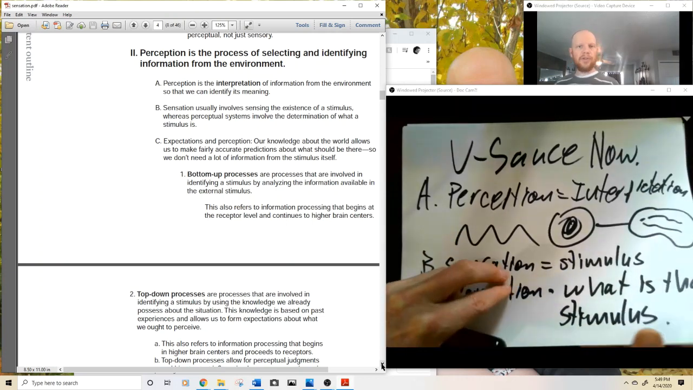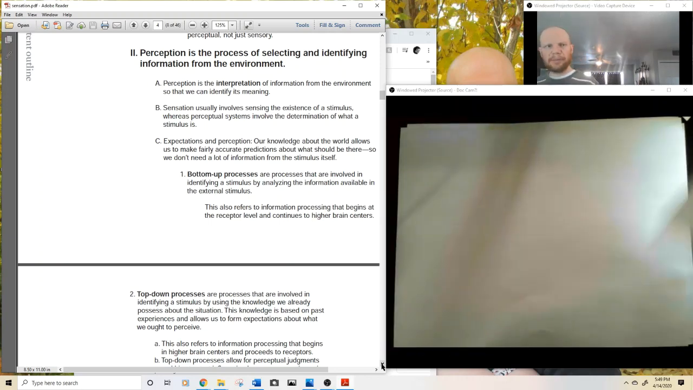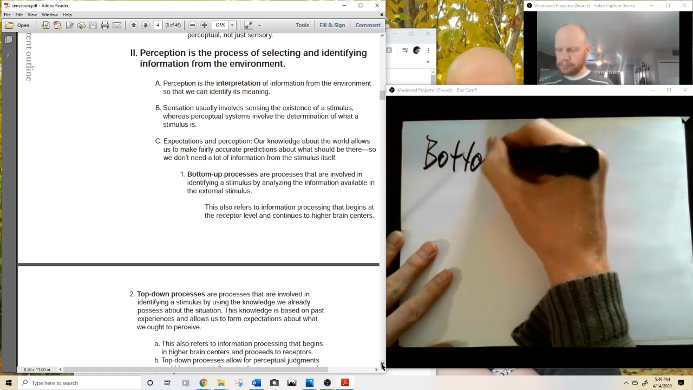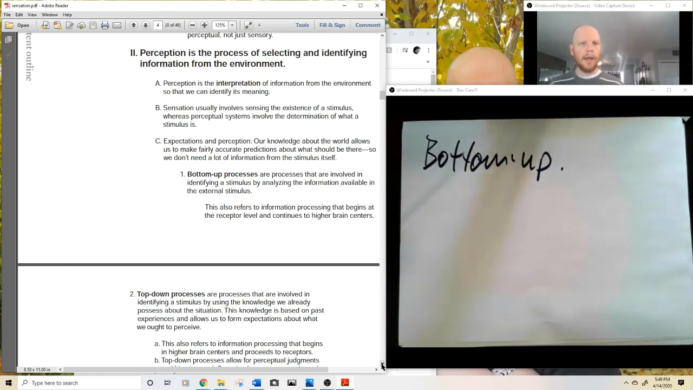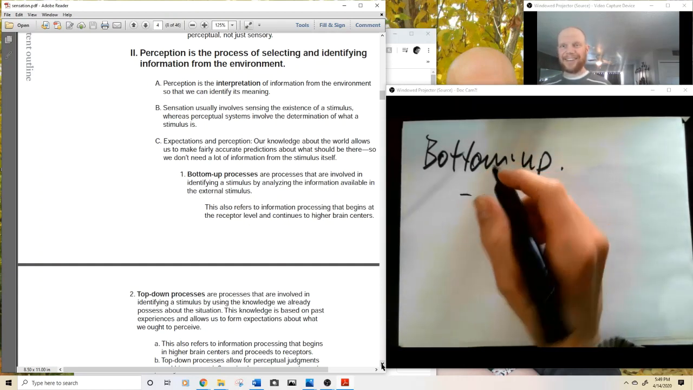Now, how do we do this? Why do we do this? How does this work? There's a couple different processes for this. One would be bottom-up processes. They involve identifying a stimulus by analyzing the information available in the external stimulus. So a new thing comes in, and we analyze the stuff in there.